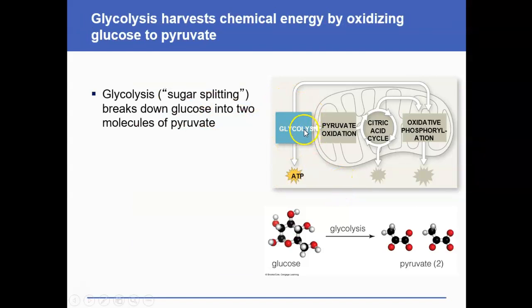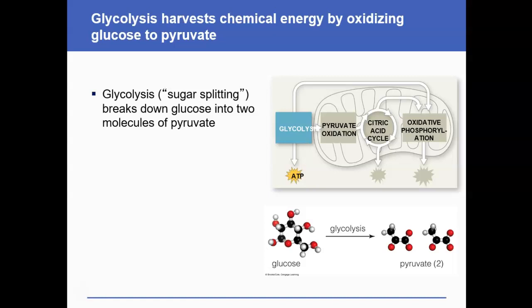The first step is glycolysis. Glycolysis is the easiest one to remember because the word itself tells you what you need to know. Glycolysis is glucolysis. Lysis, as in when the cell is in a hypotonic solution and it's going to split or lyse.